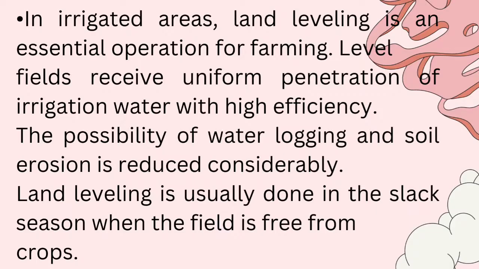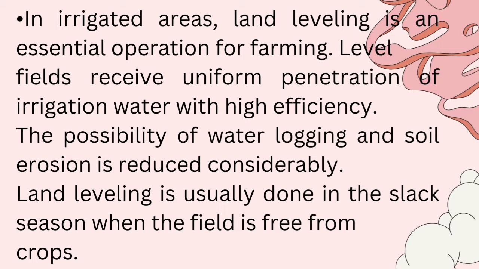Leveler. In irrigated areas, land leveling is an essential operation for farming. Level fields receive uniform penetration of irrigation water with high efficiency. The possibility of waterlogging and soil erosion is reduced considerably. Land leveling is usually done in the slack season when the field is free from crops.